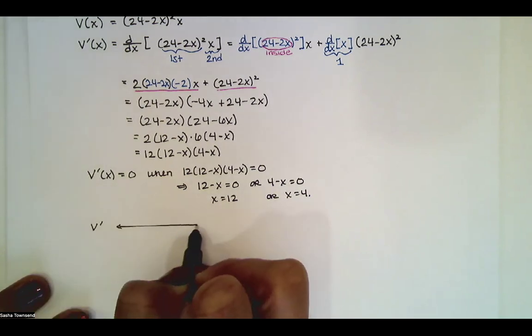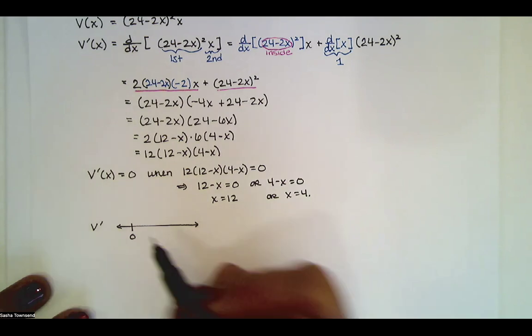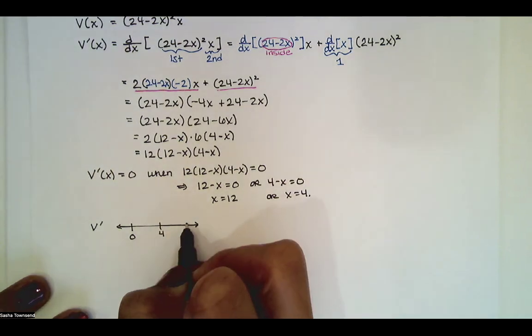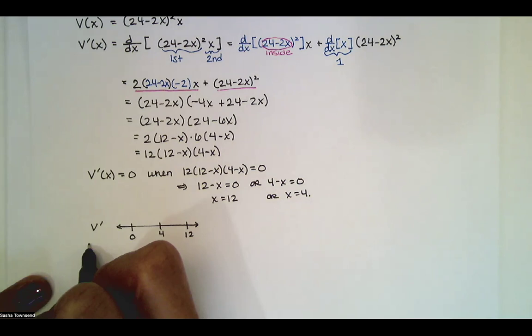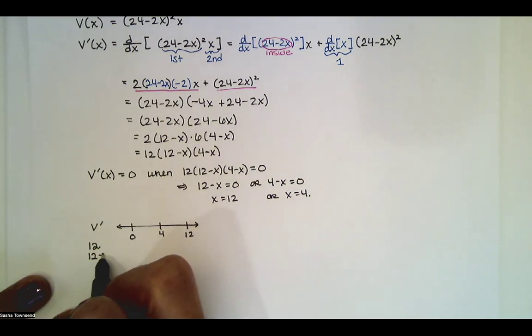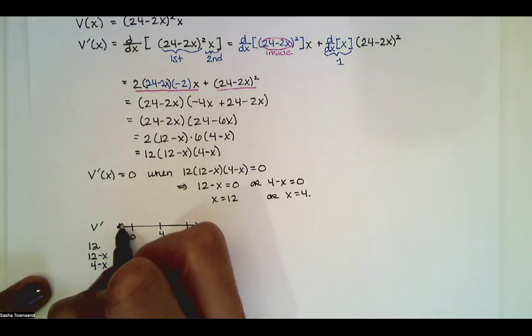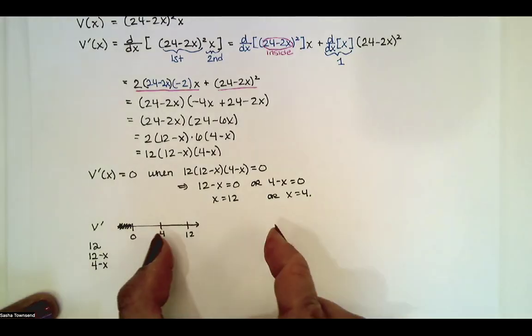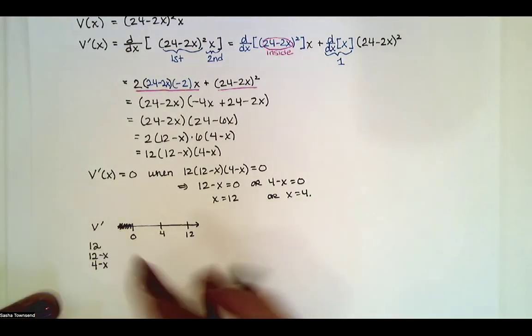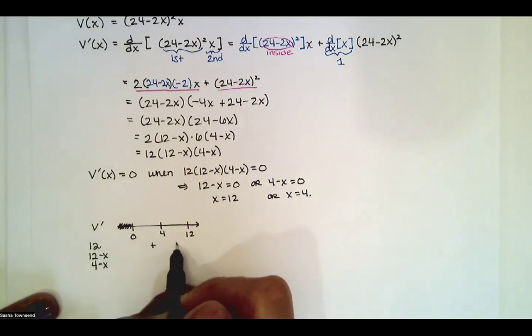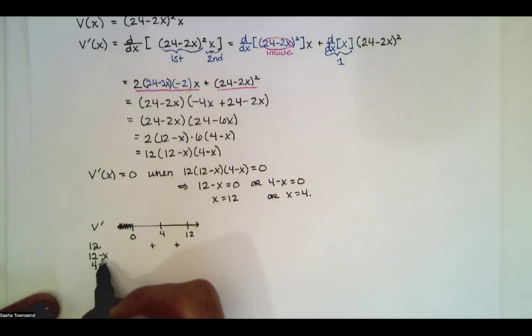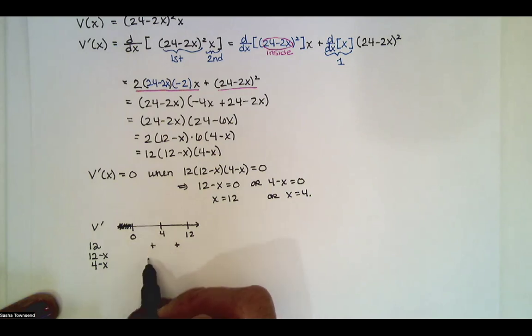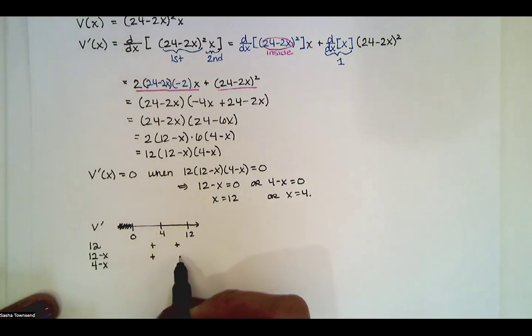So V prime is this. We should start at 0. And we've got a 4 here and a 12 here. And V prime is 12 times (12 minus x) times (4 minus x). And we're not interested in these x values that are less than 0, because then we're talking about a distance, or a little piece of paper that we're cutting. We're not cutting out a negative distance. 12 is always positive. 12 minus x is going to be positive here and positive here.